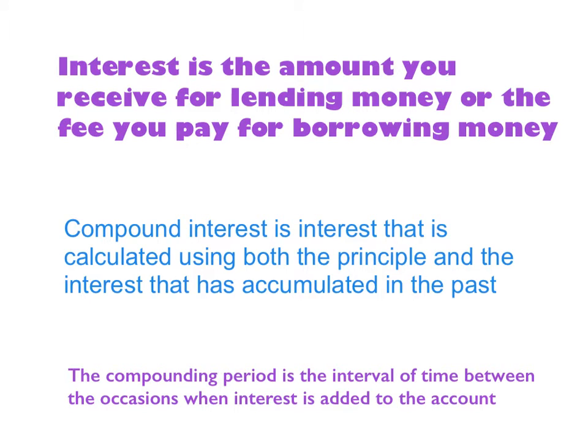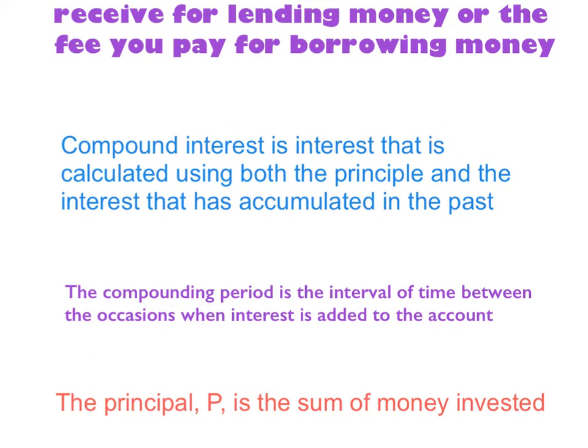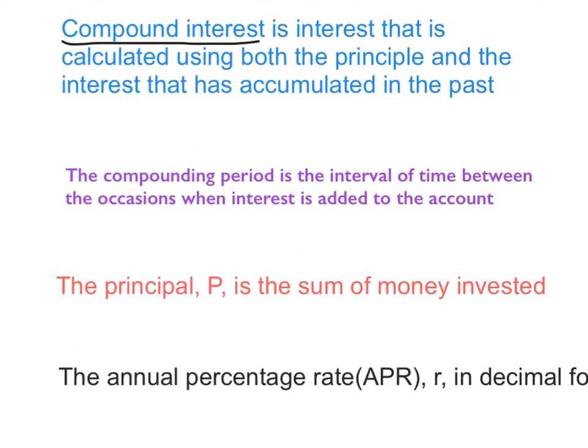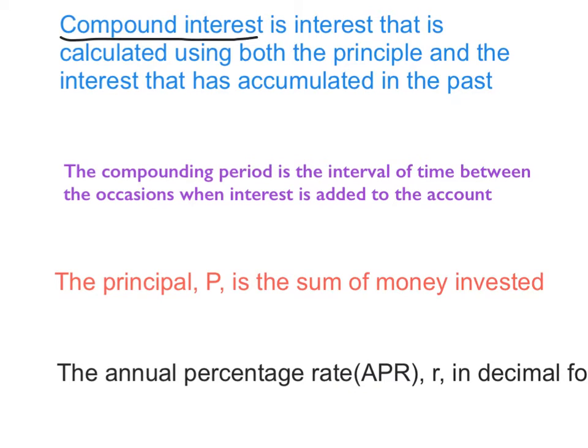So first, what is interest? So let's underline that. Interest is the amount of money you receive for lending money or the fee you pay for borrowing money. Compound interest, let's underline that, is the interest that is calculated using both the principal and the interest that has accumulated in the past. The compounding period is the interval of time between the occasions when the interest is added to the account.